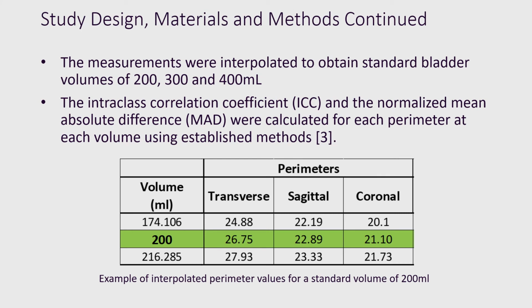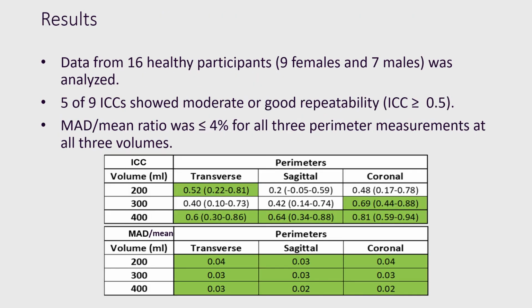The measurements were then interpolated to obtain standard bladder volumes of 200, 300, and 400 milliliters. The interclass correlation coefficient, or ICC, and the normalized mean absolute difference were calculated for each perimeter at each volume using established methods. Data from 9 females and 7 males without overactive bladder was analyzed.